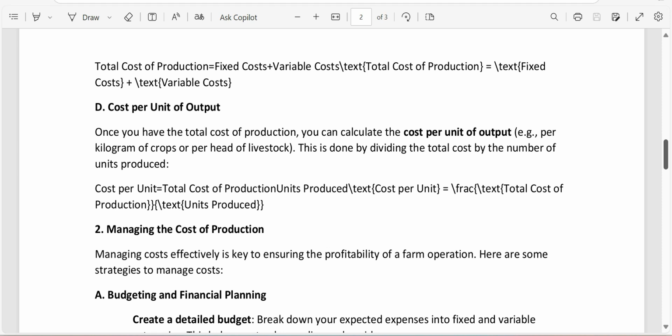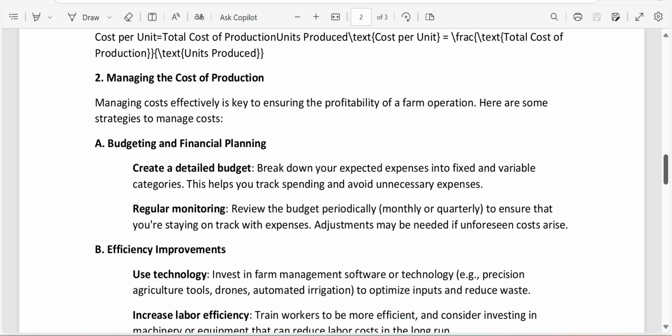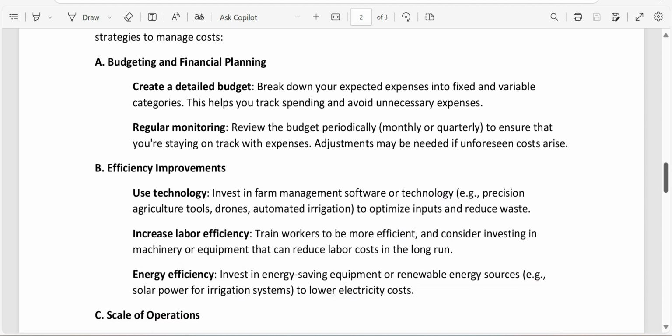2. Managing the cost of production. Managing costs effectively is key to ensuring the profitability of a farm operation. Here are some strategies to manage costs. A. Budgeting and financial planning. Create a detailed budget. Break down your expected expenses into fixed and variable categories. This helps you track spending and avoid unnecessary expenses. Regular monitoring. Review the budget periodically, monthly, or quarterly to ensure that you're staying on track with expenses. Adjustments may be needed if unforeseen costs arise.